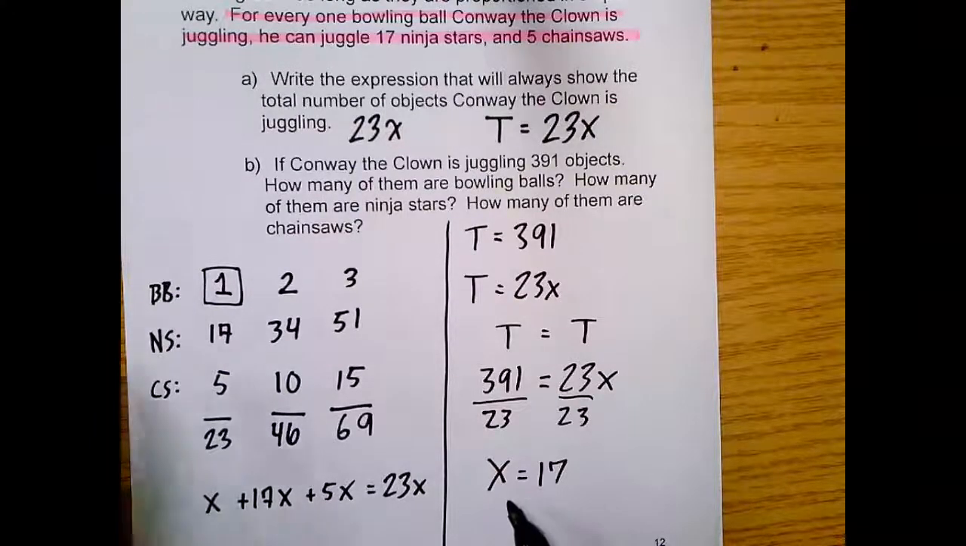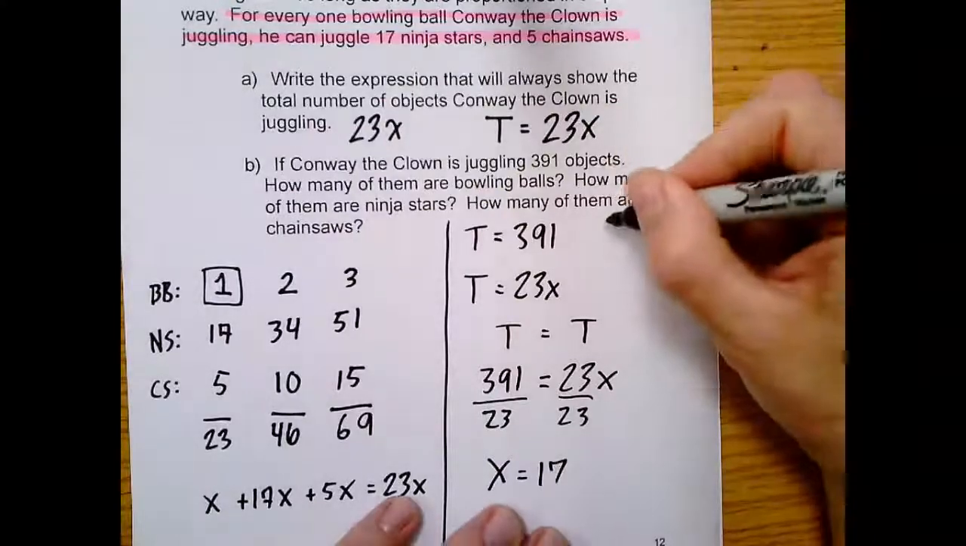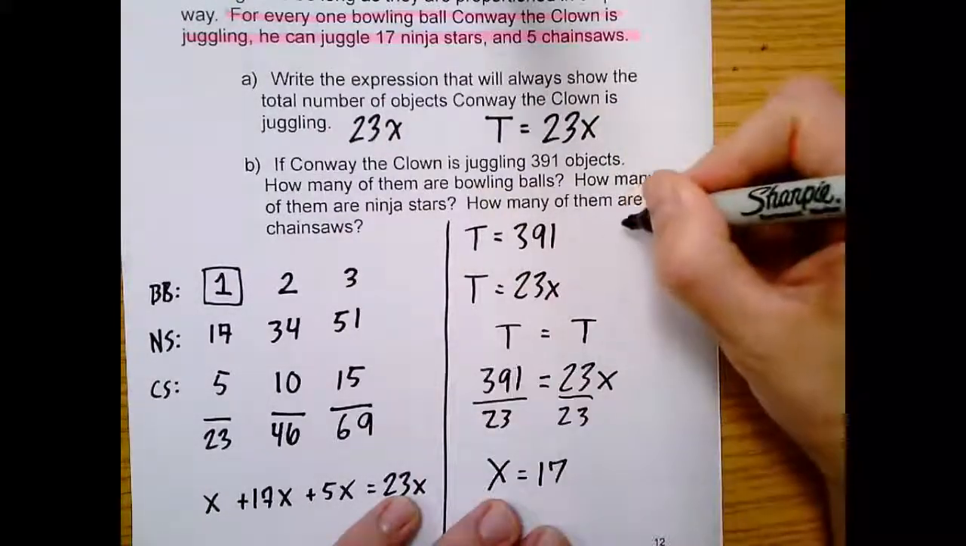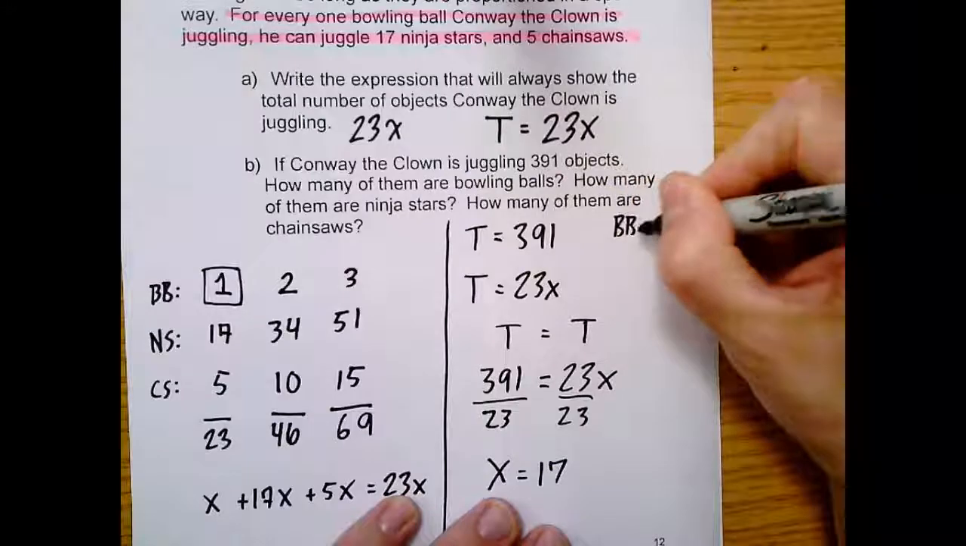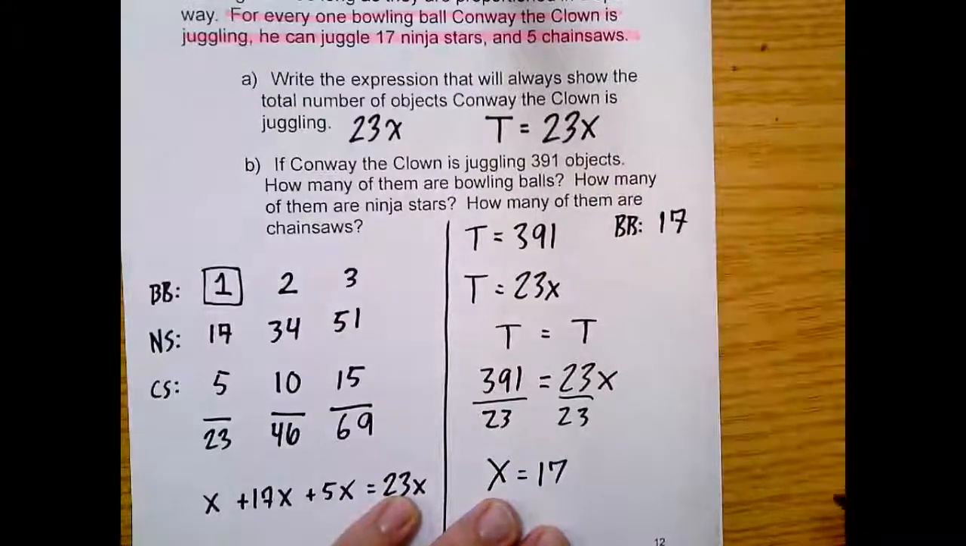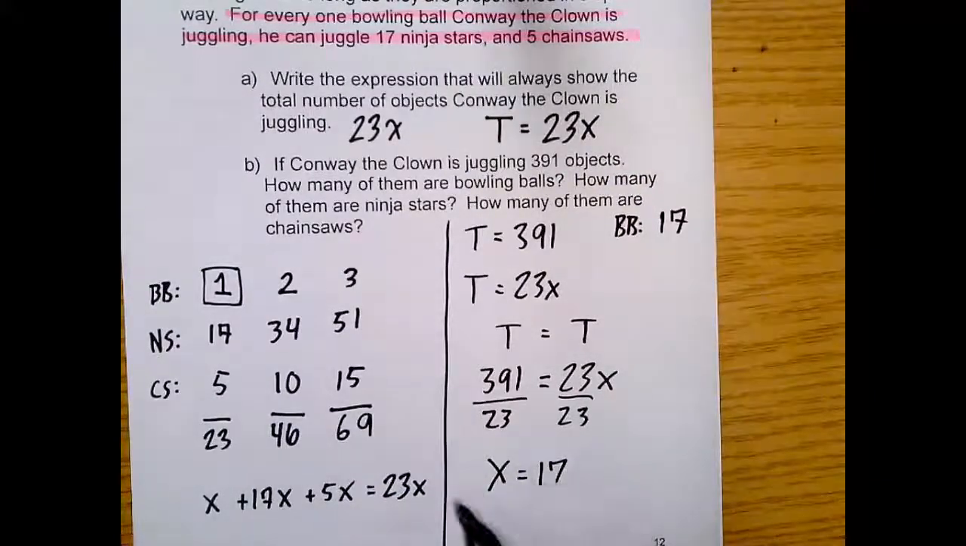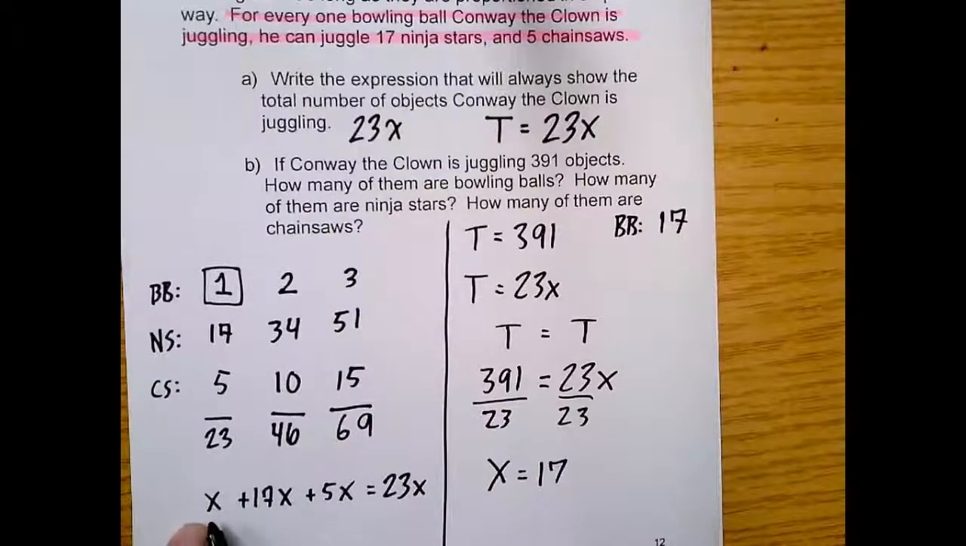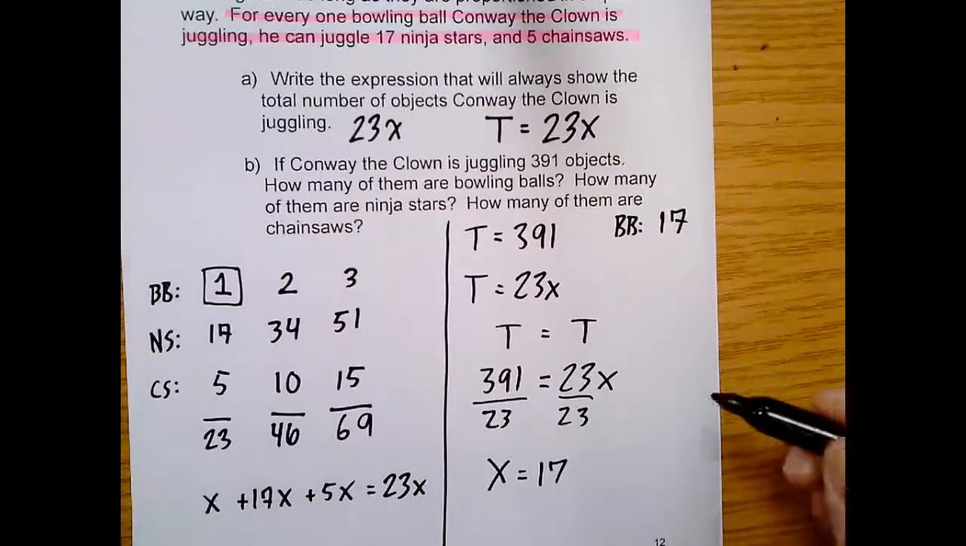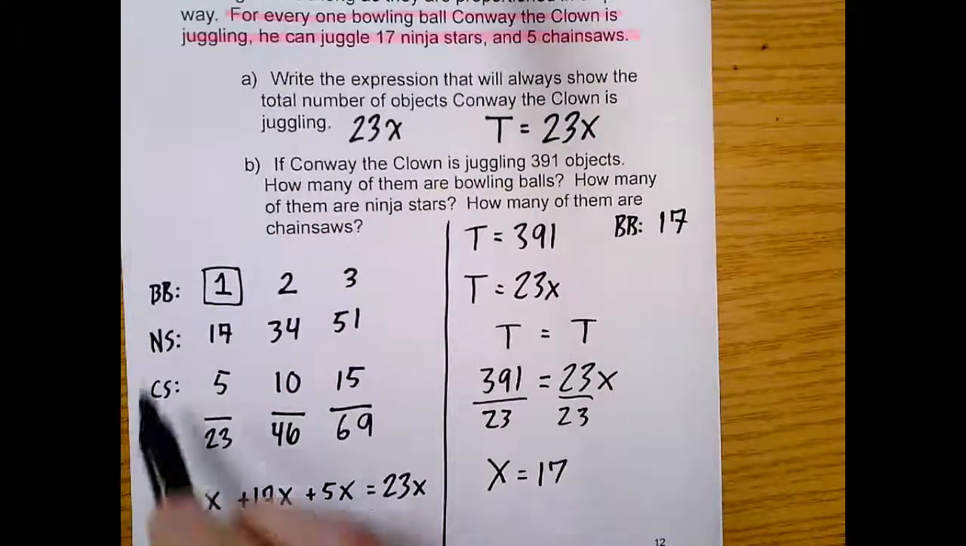So x, we said x is bowling balls. So it says, how many of them are bowling balls? Well, 17 are bowling balls. And so you take this x and you just substitute in. Like right here, that was bowling balls. Instead of x, I wrote 17. So here, I just do 17 times 17. Again, I don't really have that in my head, so I'm just going to say 17 times 17 on my calculator. That's 289.